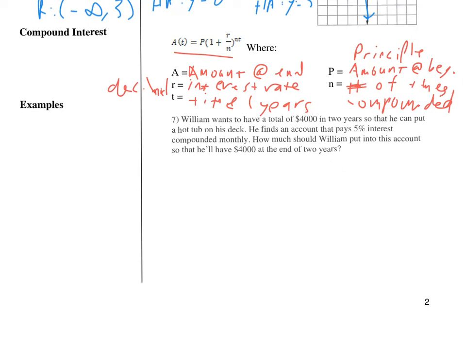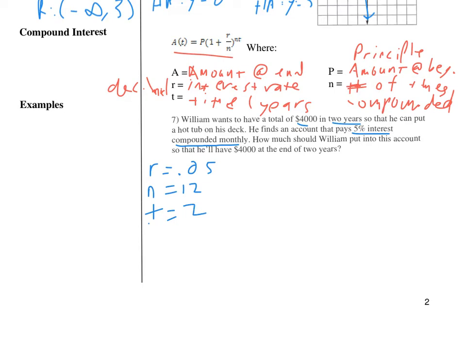Okay, so here we got number 7. William wants a hot tub on his deck, and it's going to cost him $4,000, and he wants to get this in 2 years. And so he finds an account that pays 5% interest compounded monthly. So I already know R here is 0.05, and then compounded monthly would mean N is 12, because if you do something monthly, you do it 12 times per year. We know T is 2.